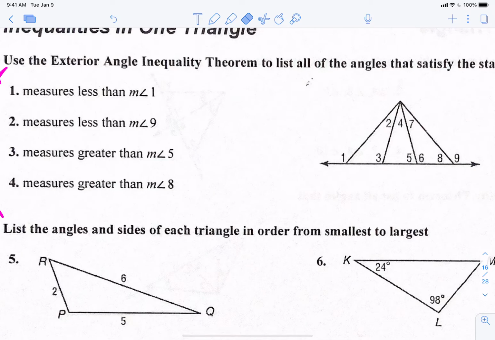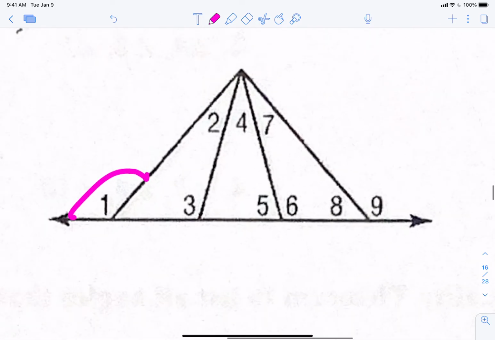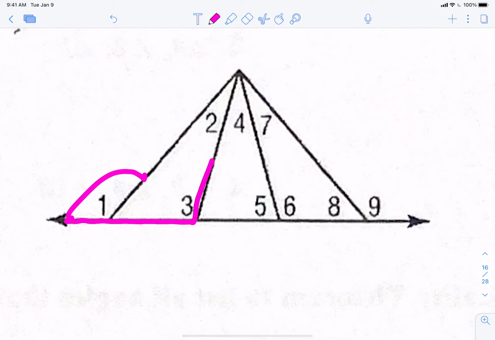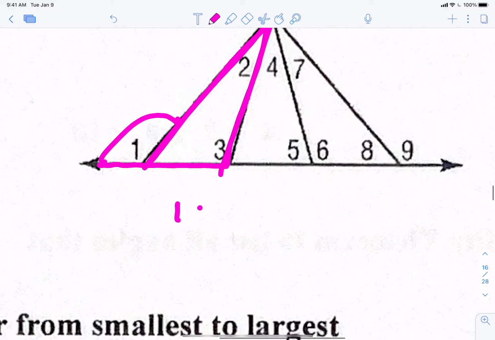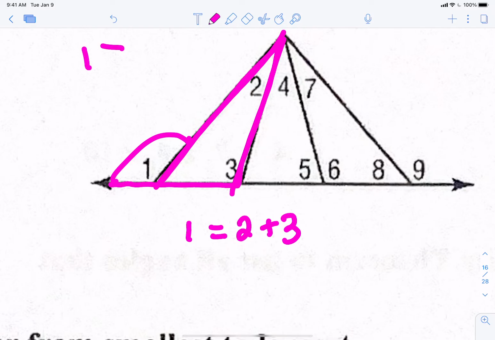Start with the closest triangle to angle 1. There's 3 triangles involved. Take a look at this guy. Angle 1 is equal to what two angles added together? 2 plus 3, right? So it's bigger than those two. Angle 1 has to be greater than 2, and angle 1 has to be greater than 3. So add 2 and 3 to the list.